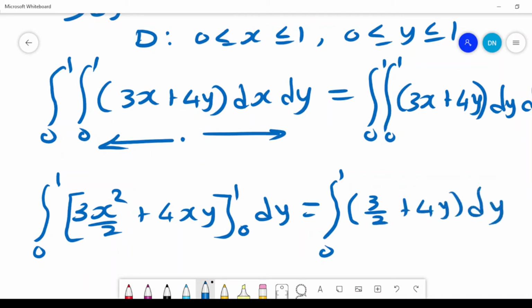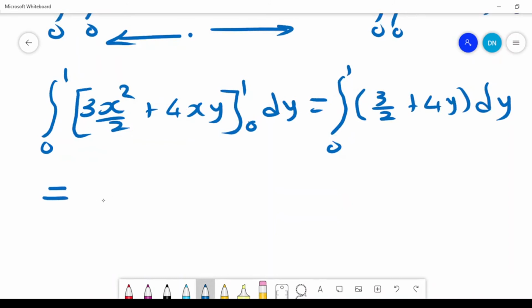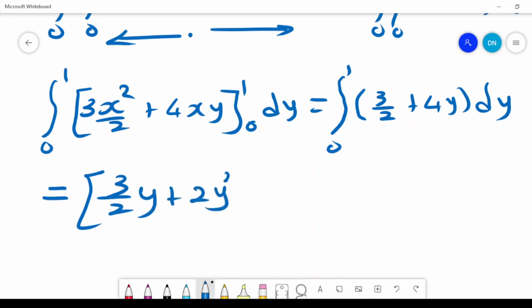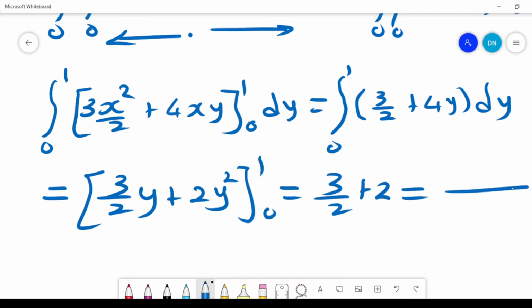Then I integrate with respect to y. So this becomes 3 over 2 y plus 2y squared, 0 to 1, which is 3 over 2 plus 2, which is (3 plus 4) over 2, and the answer is equal to 7 over 2.